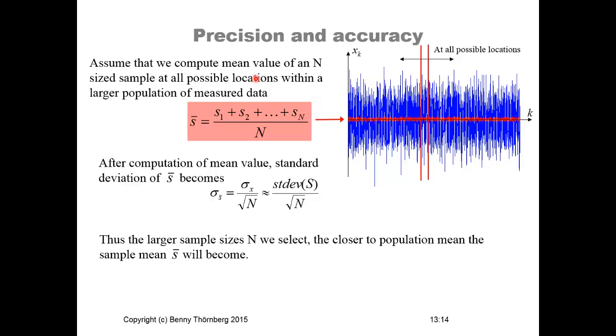So let us assume now that we compute the mean value of an n-size sample at all possible locations within a larger population of measured data. This is the larger population of measured data, and for the n-size sample that we position at all possible locations here, we compute a new stochastic variable S mean that is computed from n measured values within this sample. After the computation of the mean value at all those positions, the deviation of this mean value will be the deviation of the whole population divided by the square root of n, where n is the size of the sample. Then we can estimate the variation of the population by the standard deviation of the sample S, and divide this by the square root of n.